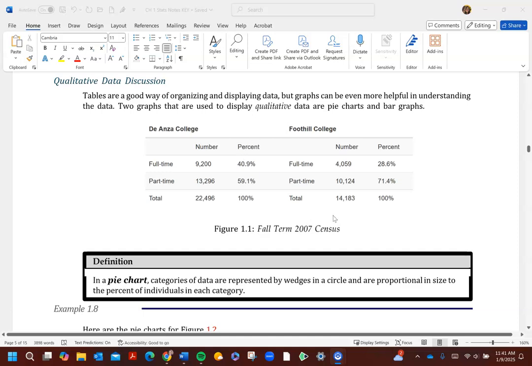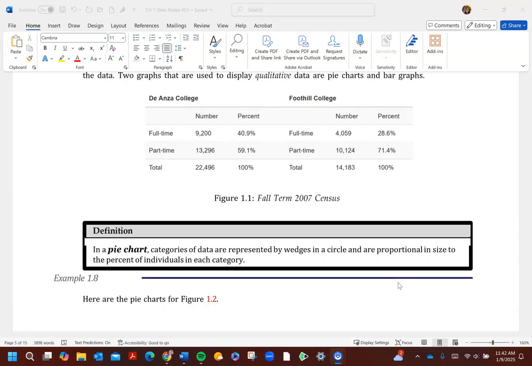Here's a brief table just to show you numbers versus percent. Percents are relative frequencies, and those are usually more helpful because you don't have to figure out the total. You might have a small amount out of a small amount or a small amount out of a large amount, and it makes a big difference. So number, we'll talk about frequency, and percent, we'll talk about relative frequency later on.